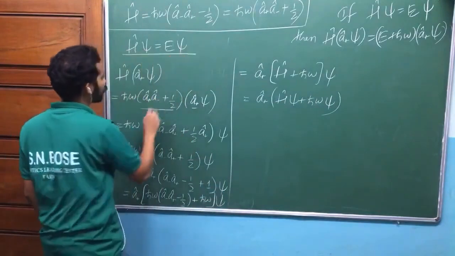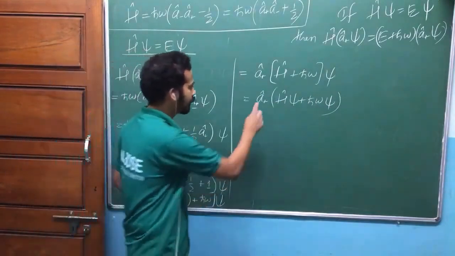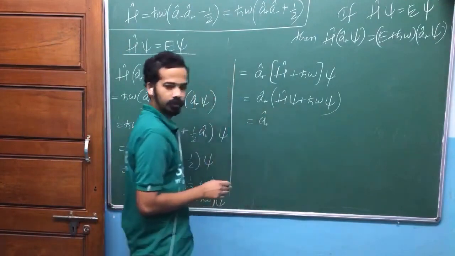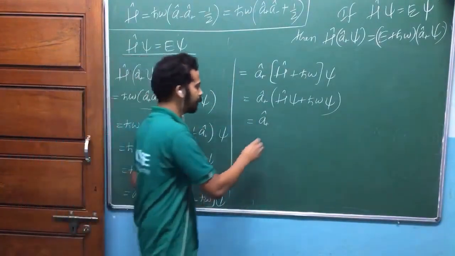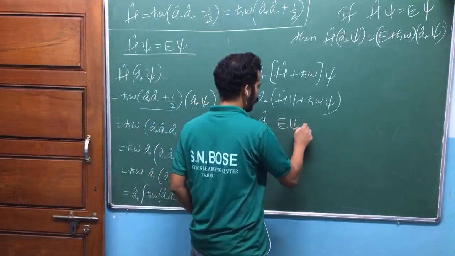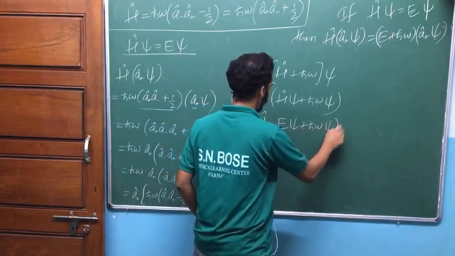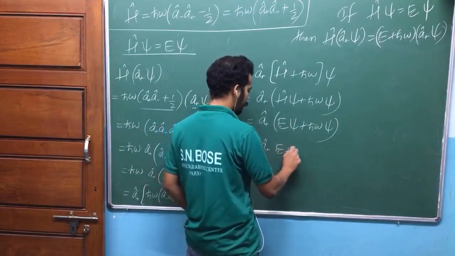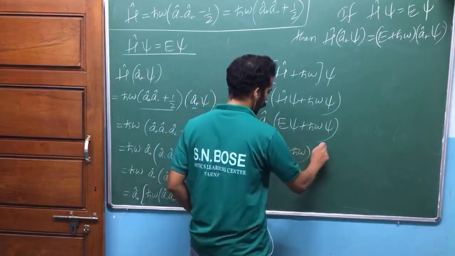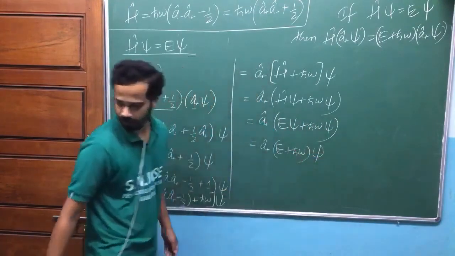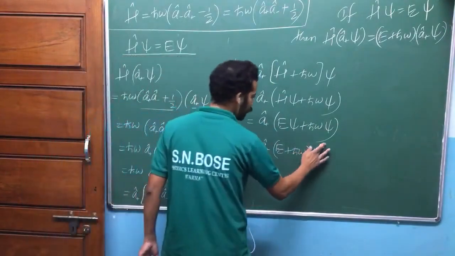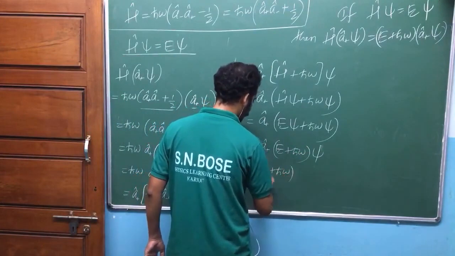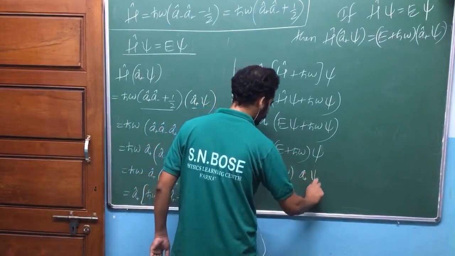We have started with this one. What is H cap into psi? Psi is the solution with the energy E. That's equal to E into psi. E psi plus h bar omega psi. So this is equal to a plus cap, E plus h bar omega, psi. E is scalar. h bar omega is scalar. Isn't it? I can write this one as E plus h bar omega into a plus cap psi.